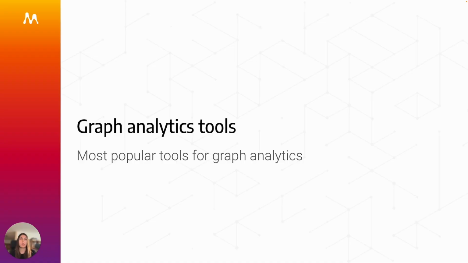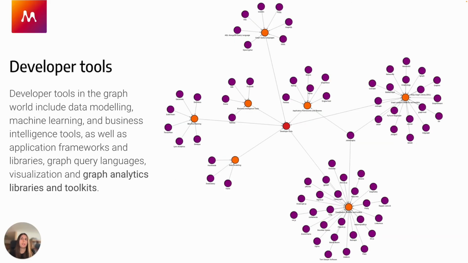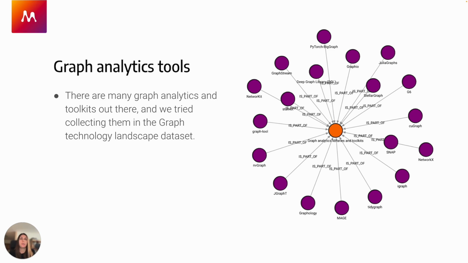Next, we are going to talk about graph analytics tools. These are the most popular tools for graph analytics. So we have many developer tools in the world of graphs, and they include data modeling, machine learning, and business intelligence tools, and so on. But we are mostly interested in the graph analytics libraries and toolkits. So there are many toolkits out there, and we tried collecting them all in some kind of graph technology landscape dataset. And you can see on the right a couple of them.